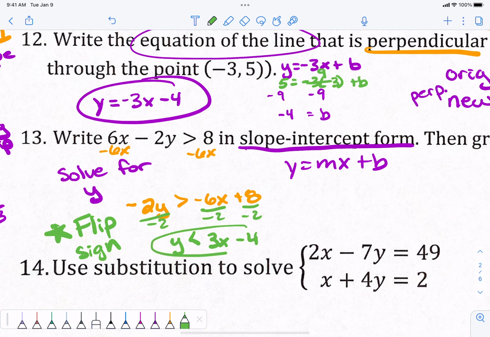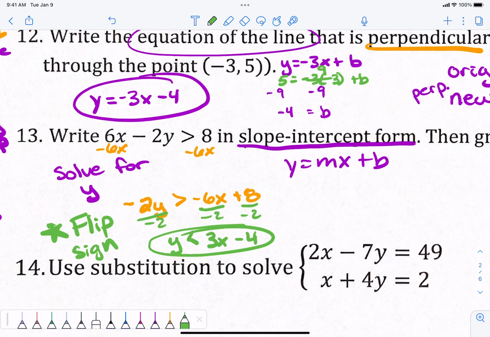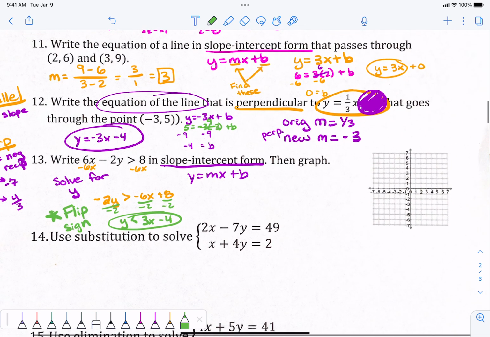Now we have to graph that thing. It is a linear function. How do we graph it? Start at -4, go up 3 over 1, up 3 over 1, and down 3 left 1, etc. Before we graph, we don't have to connect the dots. It is going to be a dotted line, right?